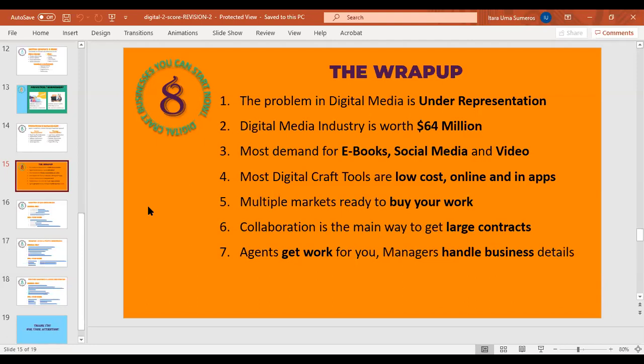The highest demand is for ebooks, social media, videos, et cetera. Streaming media on demand, also very high. Most of the digital craft that we looked at, the tools are low cost, they're online, and there are a lot of apps that can help as well. There are multiple markets, which makes it a lot easier to sell your work now than ever before. There are also lots of inspiration sites so that you can see what's on the market already. You can get ideas, what's missing, different angles that you can take as far as creating your work. And of course, as I said, collaboration is the main way to get large contracts.